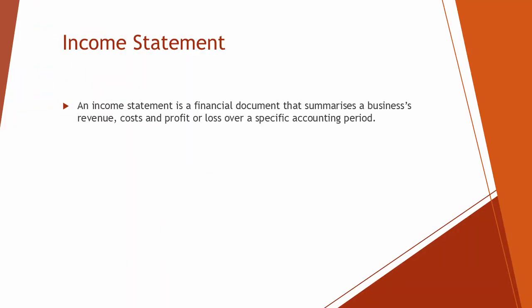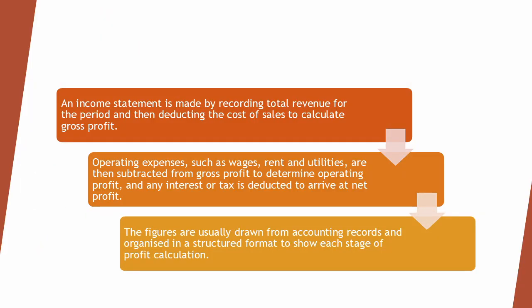Income statement. An income statement is a financial document that summarizes a business's revenue, costs, and profit or loss over a specific accounting period. An income statement is made by recording total revenue for the period and then deducting the cost of sales to calculate gross profit. Operating expenses, such as wages, rent and utilities, are then subtracted from gross profit to determine operating profit, and any interest or tax is deducted to arrive at net profit. The figures are usually drawn from accounting records and organized in a structured format to show each stage of profit calculation.